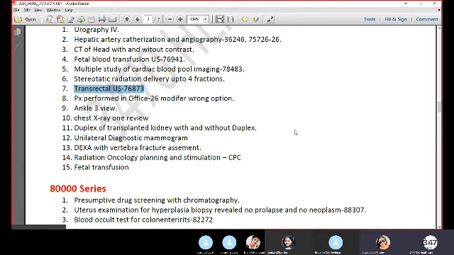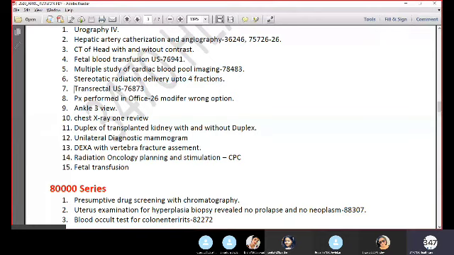So the correct code is 76872. Ultrasound transrectal. But I asked now for ultrasound for transrectal prostate volume study with brachytherapy treatment planning. Then it's 76873. If a transrectal ultrasound alone is mentioned, then 76872. So you have to look carefully here. This is for this.